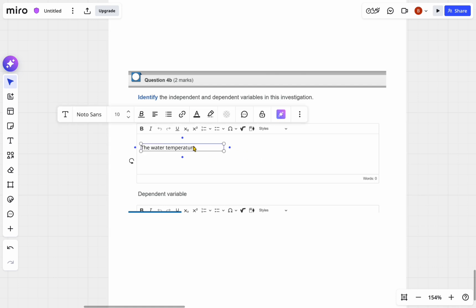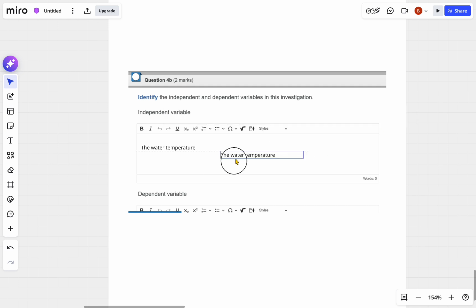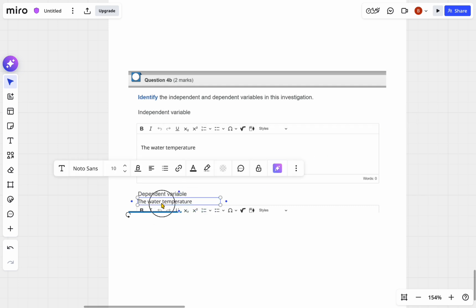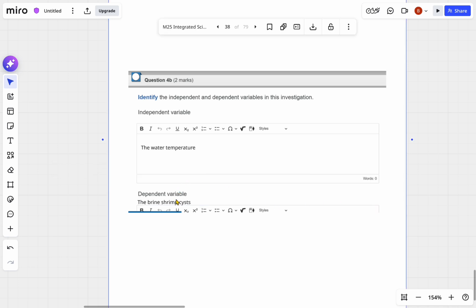And then a dependent variable is a variable that is getting affected, the variable that we're testing for, the variable that we're going to see. The variable that is affected by the independent variable is basically the dependent variable. So the dependent variable is going to be the brine shrimp cysts. We're checking how many hatch at different temperatures. That's it for this question.